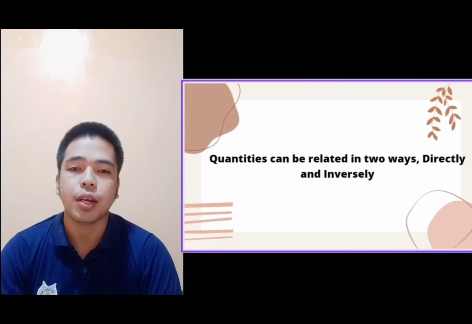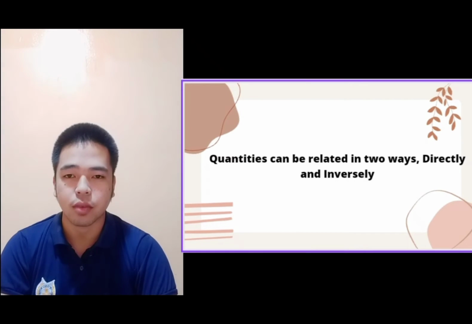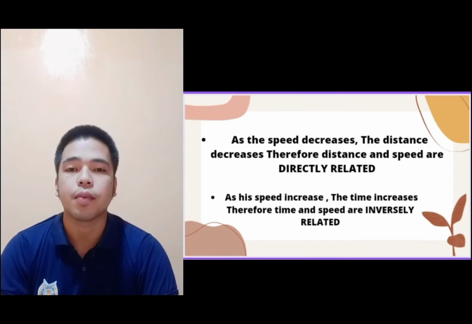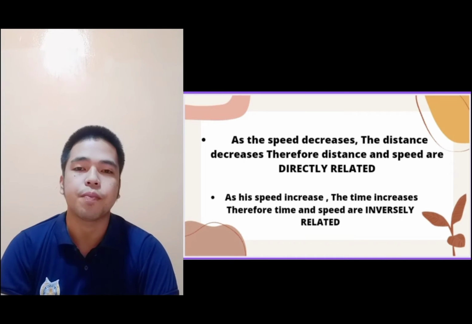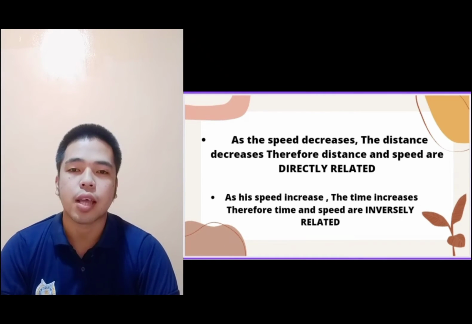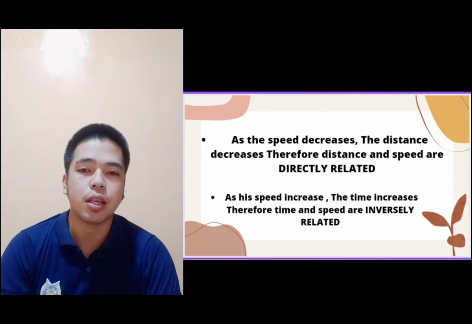Quantities can be related in two ways, directly and inversely. As the speed decreases, the distance decreases. Therefore, speed and distance are directly related. As the speed decreases, the time increases. Therefore, speed and time are inversely related.